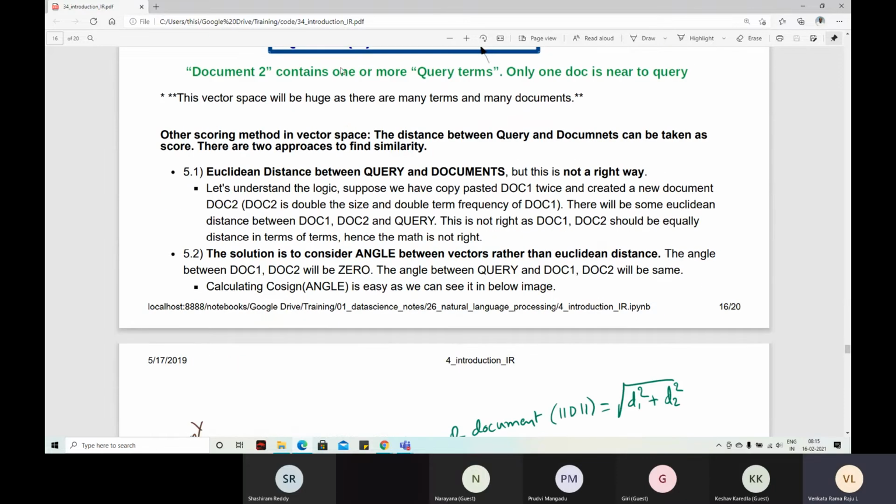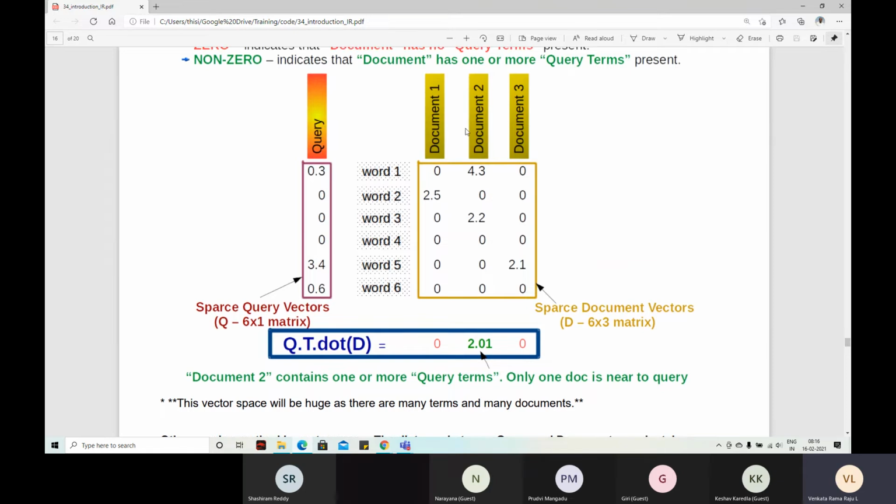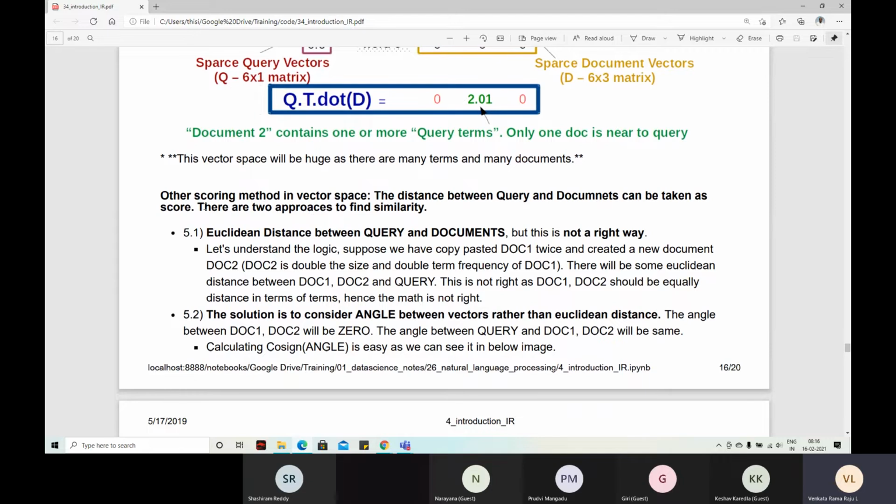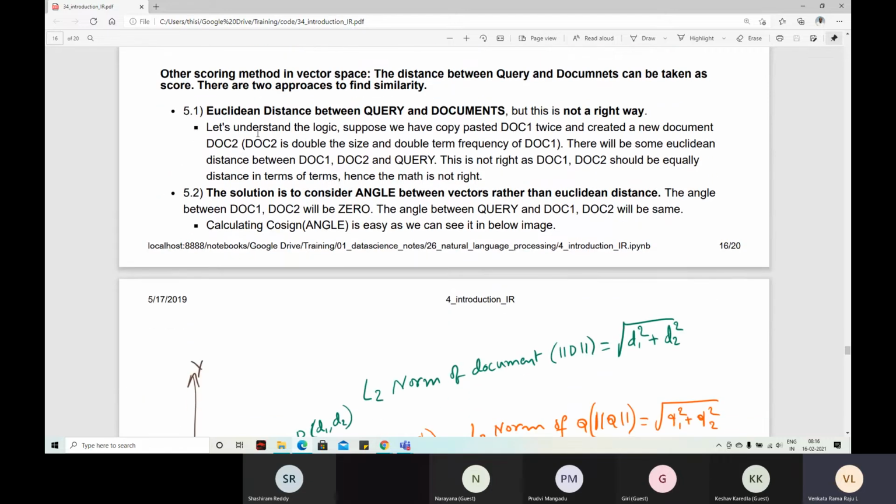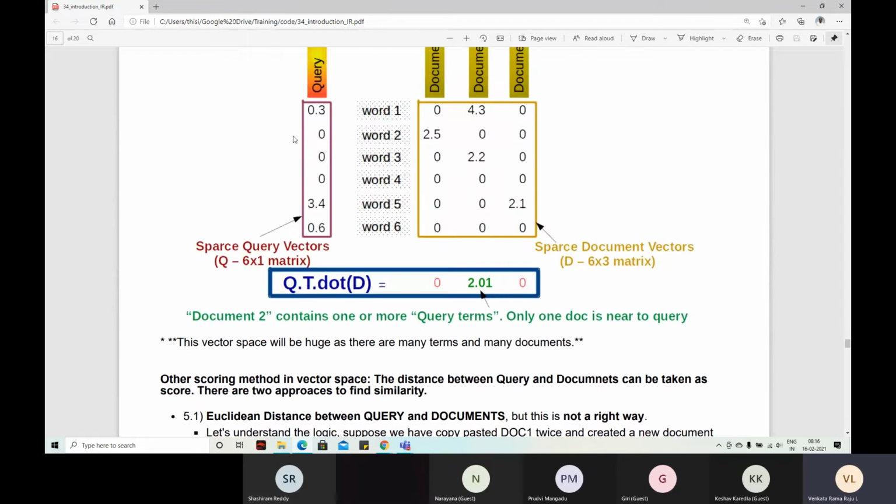Okay, good. The other scoring methods are also there in vector space. We converted each document into a vector and the query into a vector, so I am talking in vector space terminology now. Euclidean distance is one way. So far, we multiplied one vector directly with the other and took the score. Instead of that, you can take the Euclidean distance: the square root of this number minus this number squared, plus this number minus this number squared, and so on.